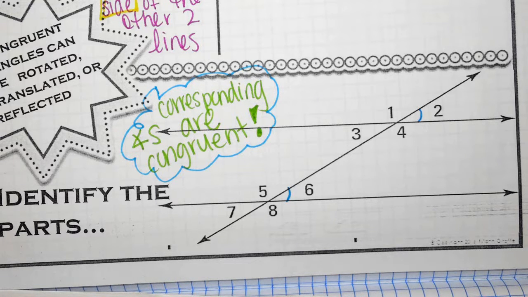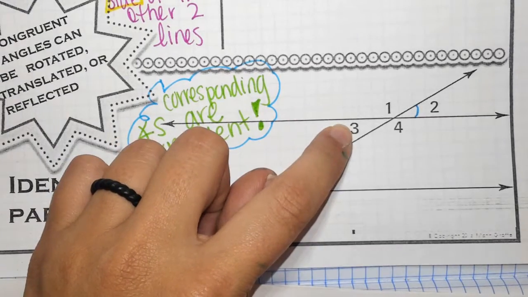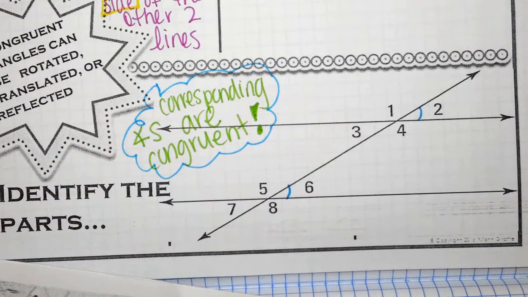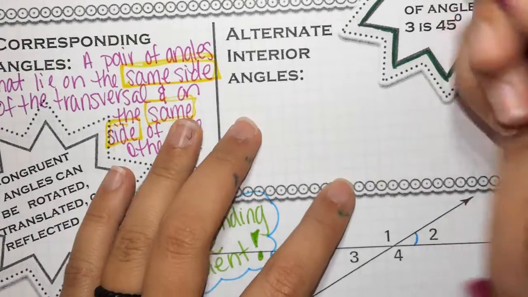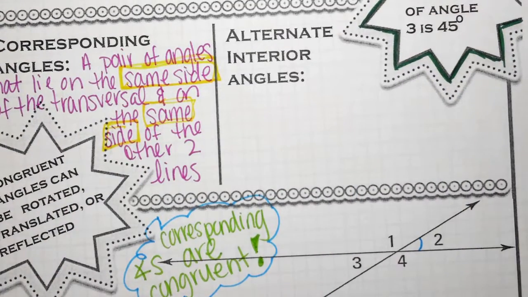If 3 is 40, let me try again. If this is 45 degrees, what would the measure of angle 1 be? Why? Because the line is parallel. We've learned something. Alright, alternate interior angles are also congruent, so let's write that down.